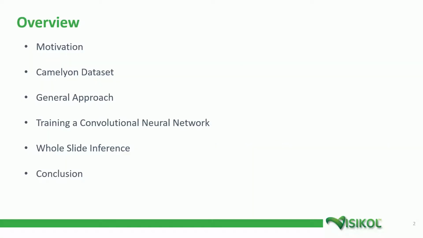In this video, we are going to go through the following topics. First, we will introduce the motivation for pursuing this type of project. Next, we will describe a very influential dataset that was released in 2016. Then, we will cover a general approach Visikol uses for many of its digital pathology-based projects. Going forward, we will summarize the implementation and training results of our convolutional neural network used in this project. And then, we will visualize the results of our predictions on 2 test cases of whole slide images. And finally, we will end with some concluding remarks.